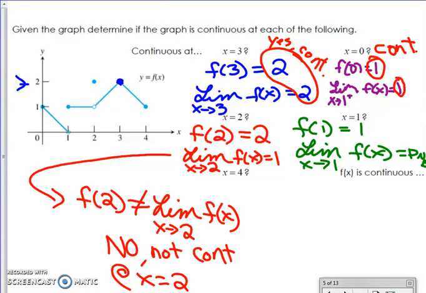So right away you know that that is not going to be continuous, because the second rule said not only did f of a have to exist, but the limit has to exist. So here the limit doesn't even exist, so it definitely cannot be continuous.